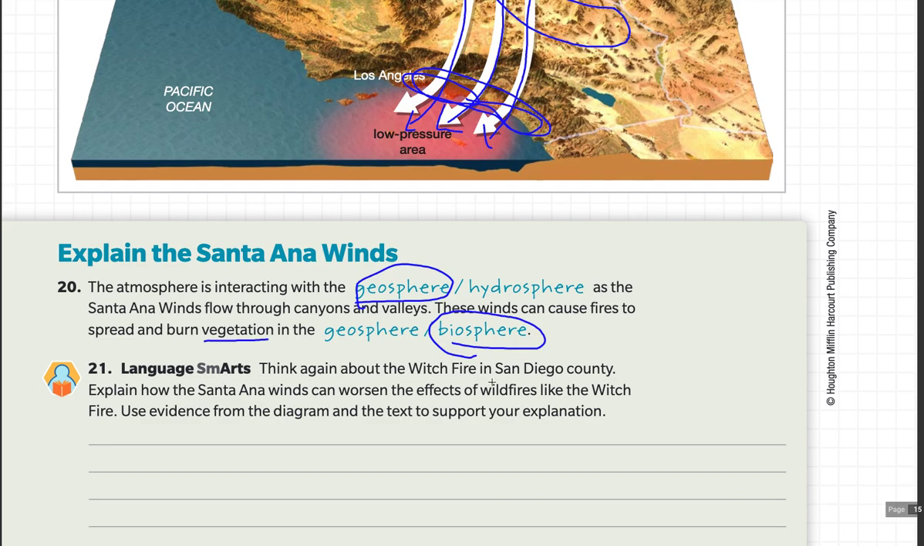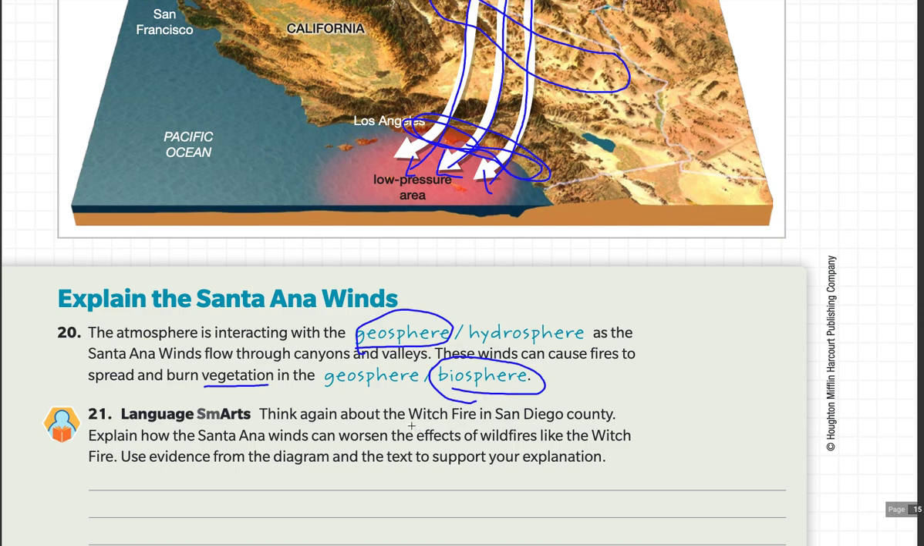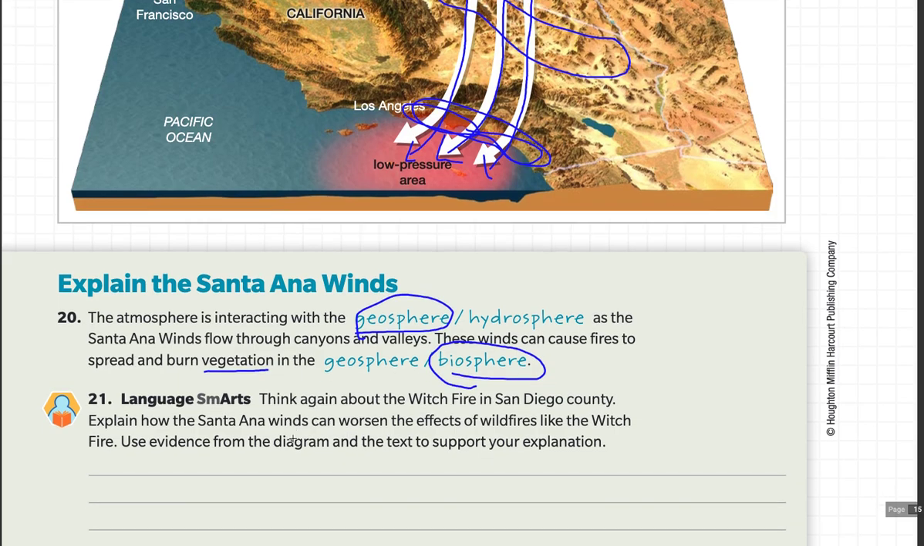Think about the Witch Fire in San Diego County. Explain how the Santa Ana winds can worsen the effects of wildfires like the Witch Fire. Use evidence from the diagram and text. I'll give you one example of how they can make it worse. So if you have a fire, you're in San Diego. You have a fire. You have a bunch of winds. Why is that not helpful? The winds are going to help the fire spread.